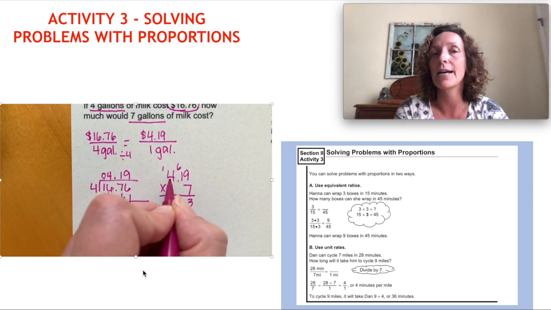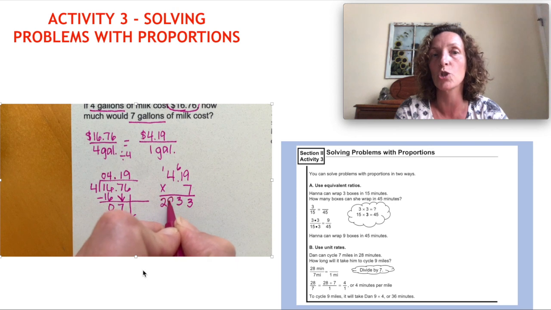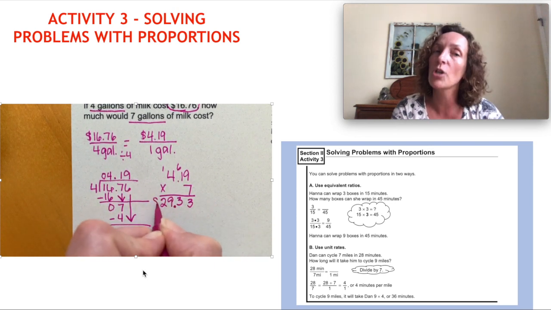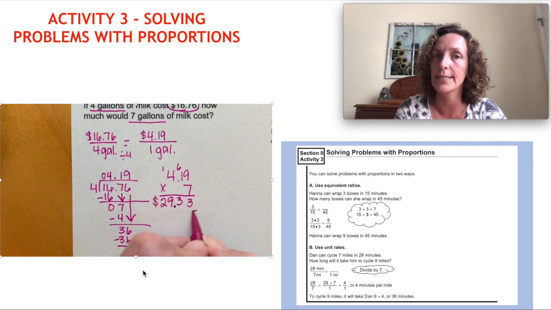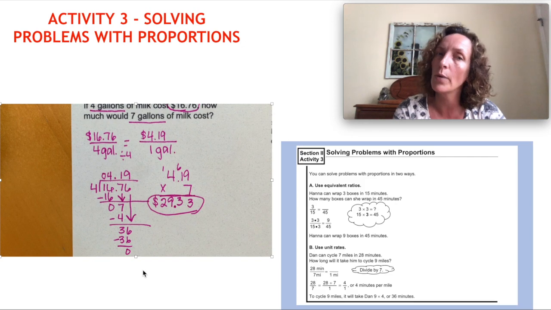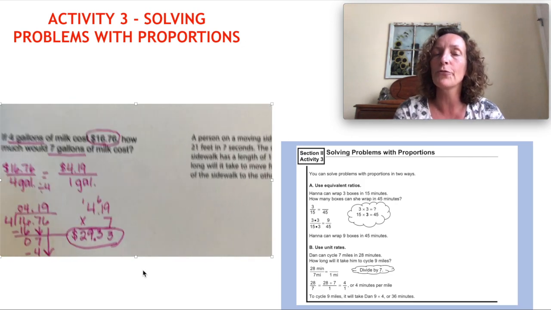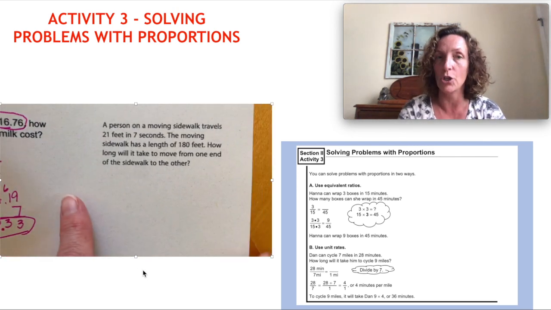And then 7 times 4 is 28 plus 1 more is 29. We have 2 decimal places in our problem, so we're going to move that decimal over 2 places in our answer. So 7 gallons of milk will cost $29.33.